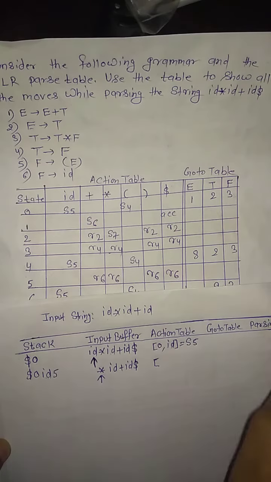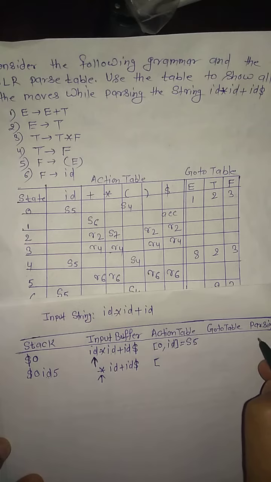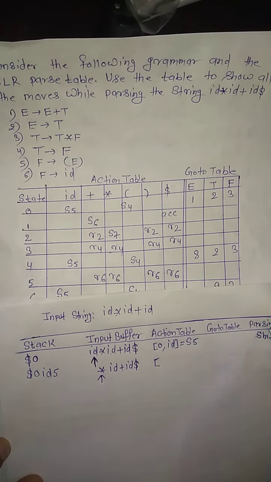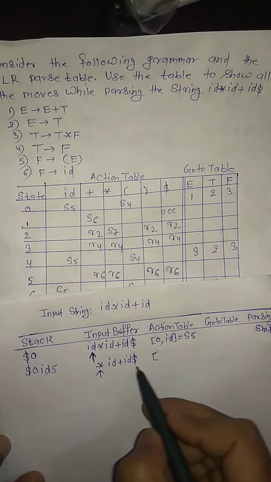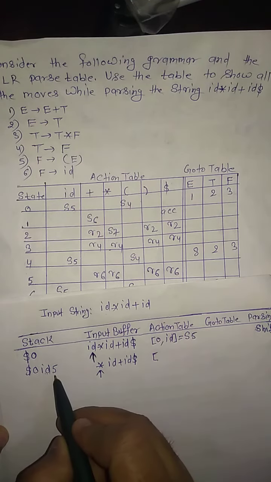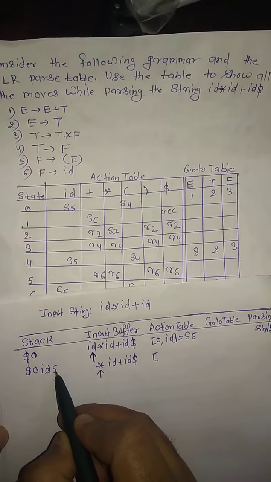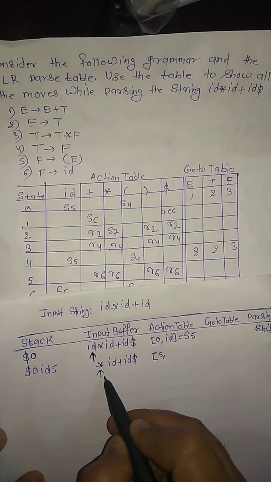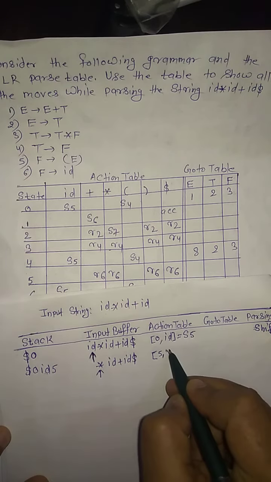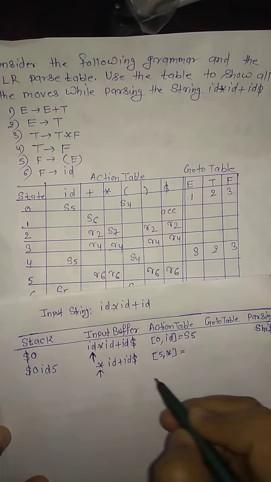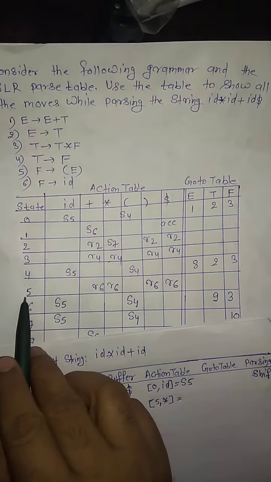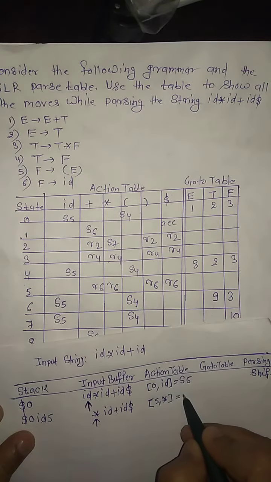In this first row I have performed the shifting operation, so in the parsing action you write shift. In the second row you again apply the same procedure. You see what the top of the stack is. The top of the stack is 5, so you write 5 here, and the input pointer points to the symbol star, so you write star. Again you go to the parsing table and check the fifth row and star column, where we have R6.